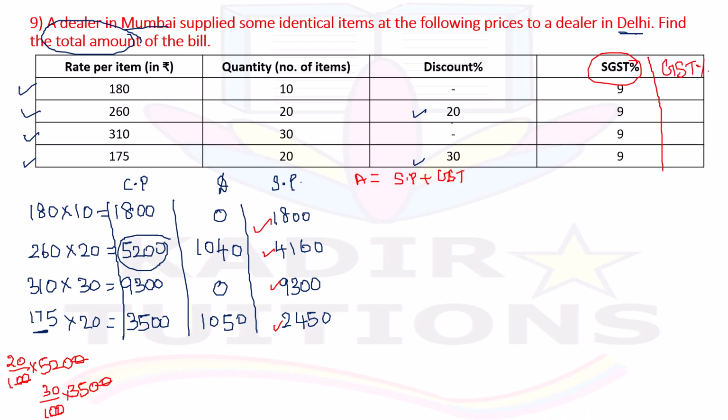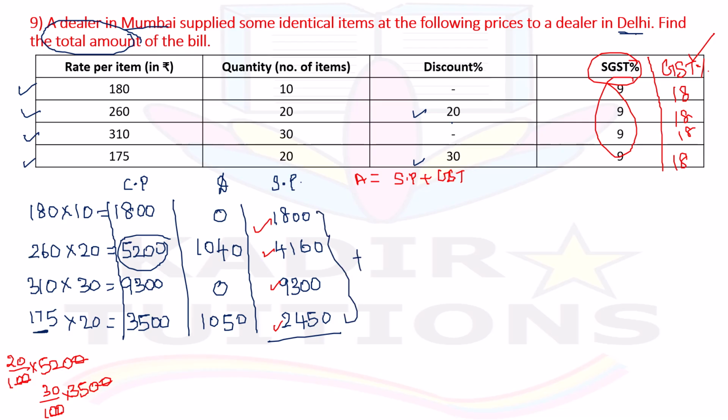So what is the GST percentage? If this is 9, it's going to be 18. 18, 18, and the last item is also 18, because all are having the same SGST, so GST is also going to be the same. So now it's easy for us to do the calculation since all are having the same GST. Just add up all the selling prices and find 18 percent of this total amount, and if we add that to the total selling price, we will get the total bill amount. Okay, so first we will add all these things.